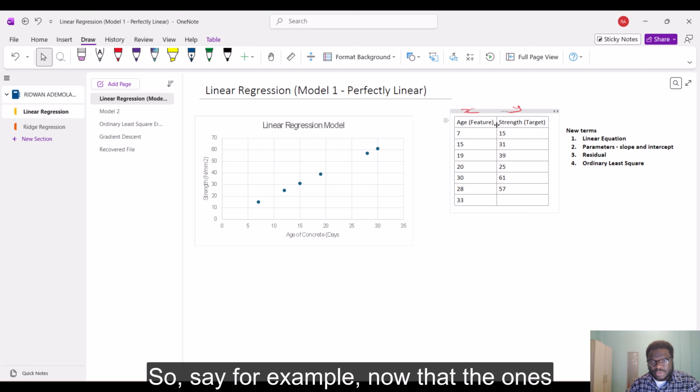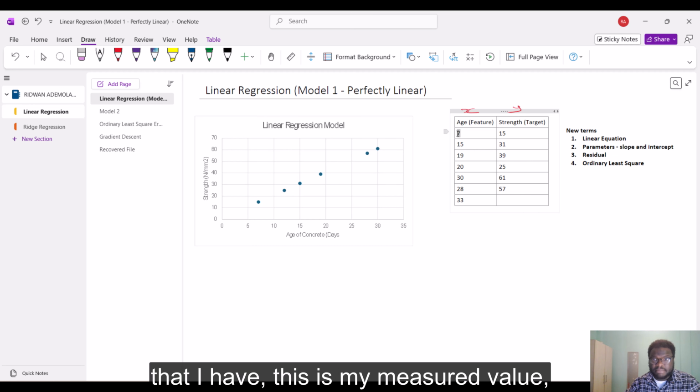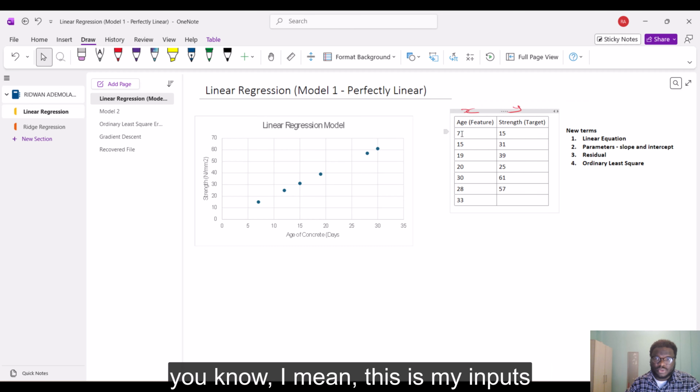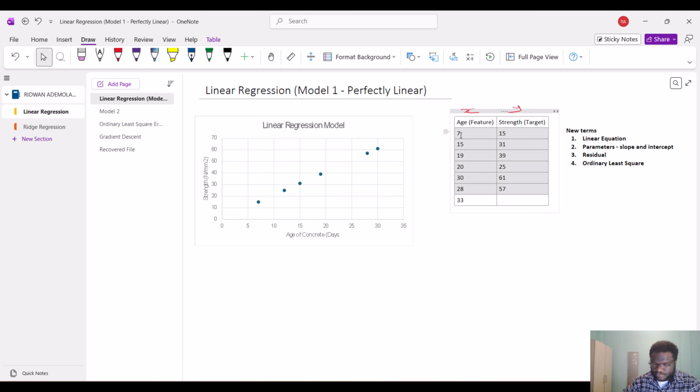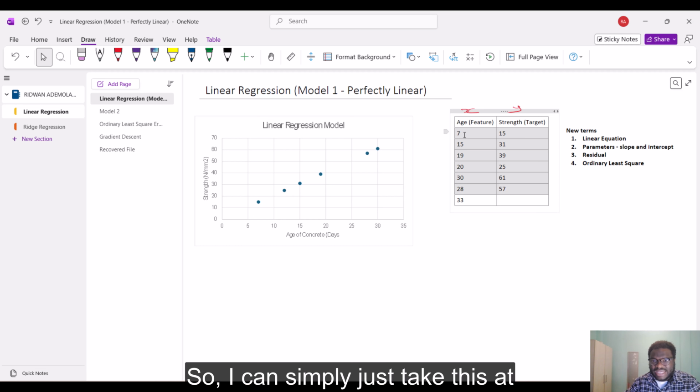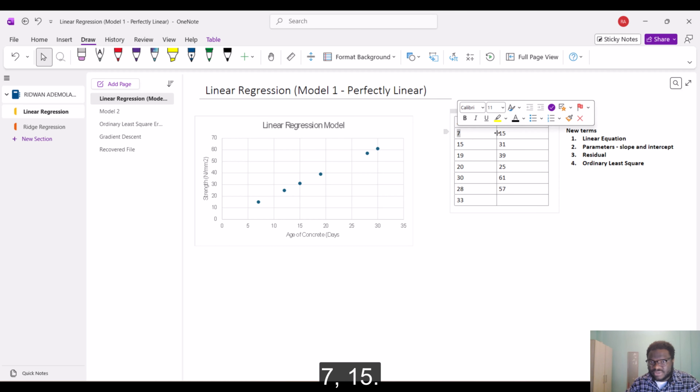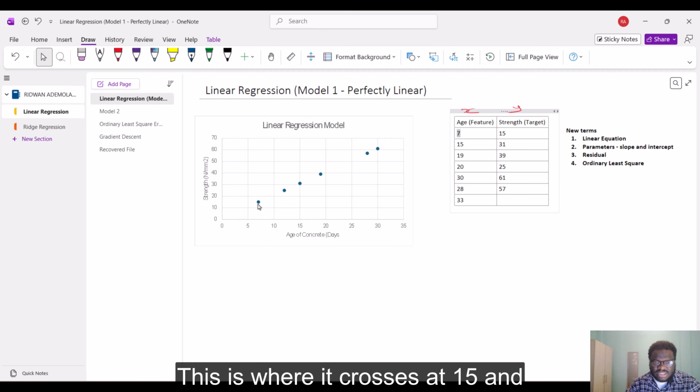So say for example, this is my measured value, this is my input, and this is the target. These values here were measured on site. They were measured in the lab. So I can simply take 7 and 15, so I make this plot at 7 and 15. This is where it crosses at 15 and 31. So I make all of these scatter plots.